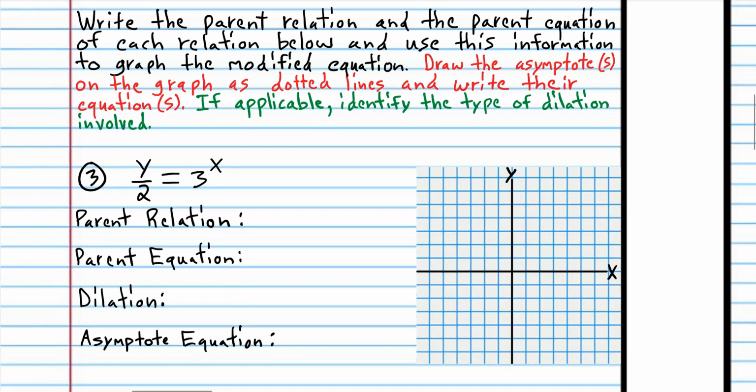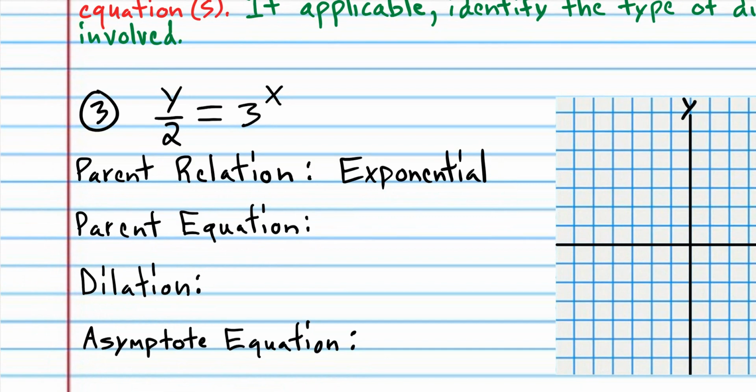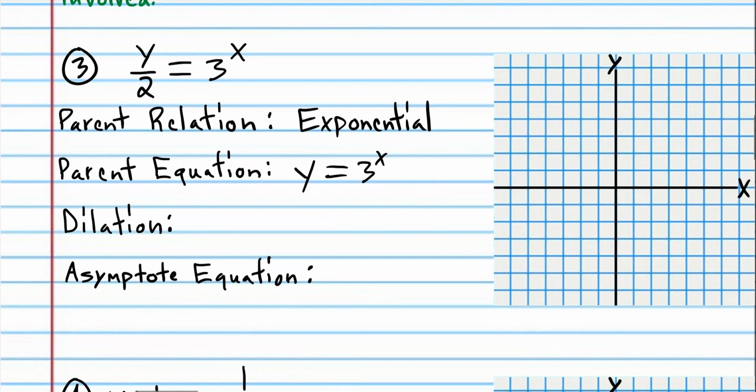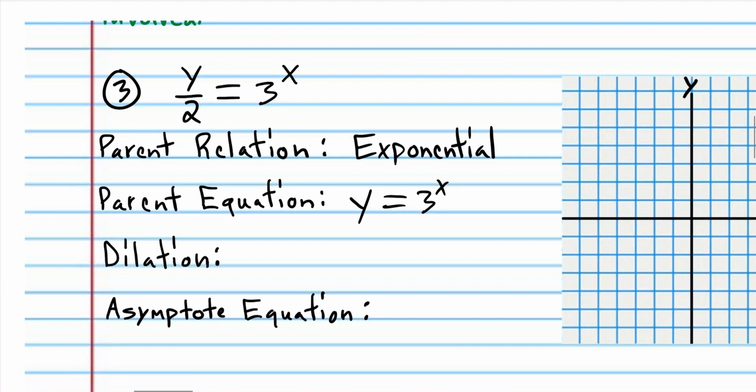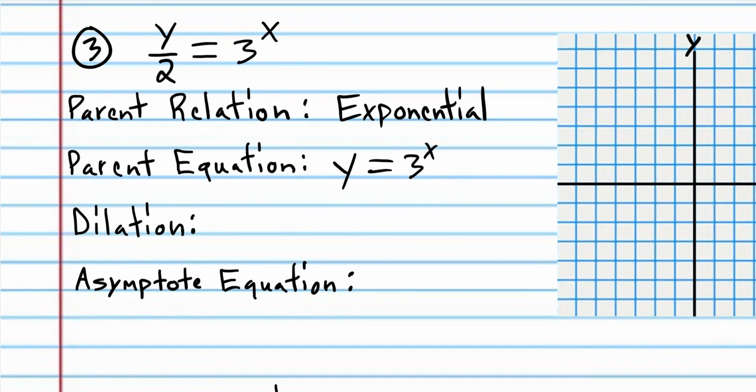Alright, we're back. The parent relation is the exponential relation, and the parent equation is y is equal to 3 to the x. And what kind of dilation is this? Well, we're dividing so it's going to be a stretch, and we're dividing y, so it's going to be a vertical stretch.